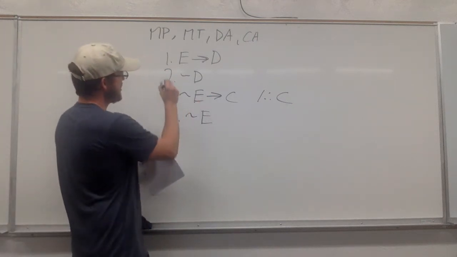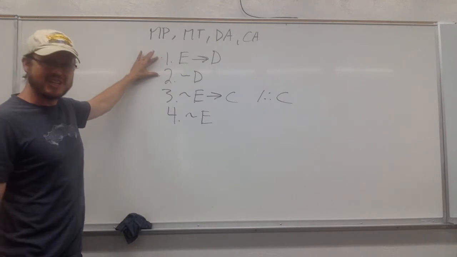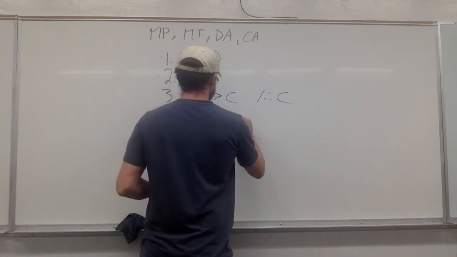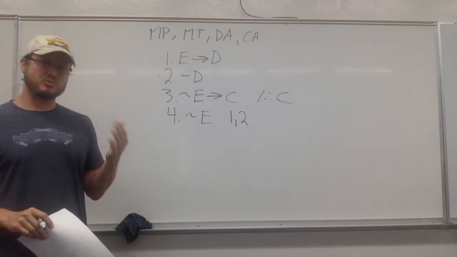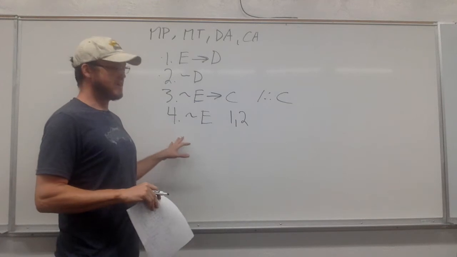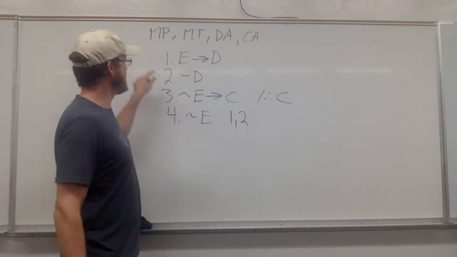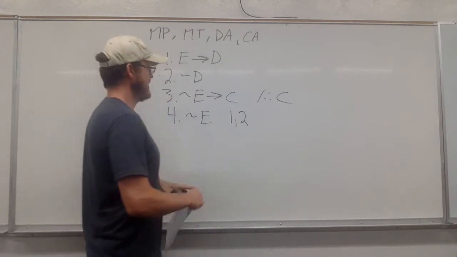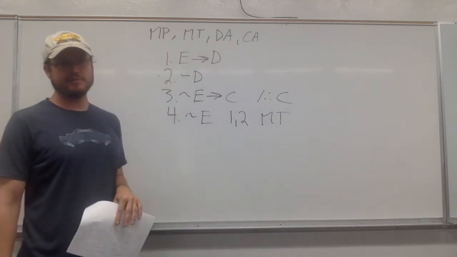Now to show my work, I would say lines 1 and 2, because these are the two lines I used to get it. Just like in the homework that has the proofs, I can't remember the exercise, but whichever one has the proofs has the line numbers. So I'm using 1 and 2, because I took these two, and then I'm going to show that I used modus tollens, MT, all right?